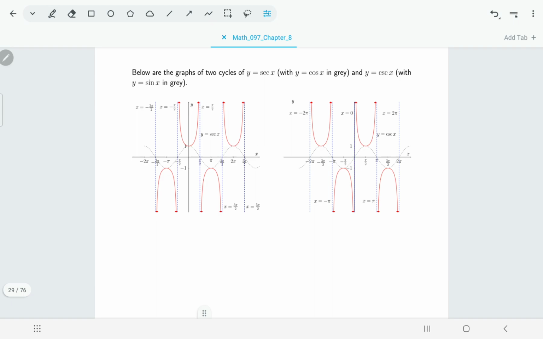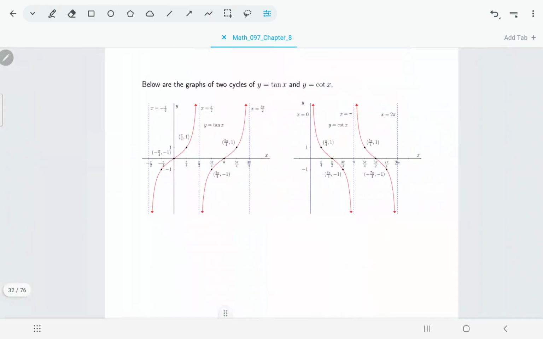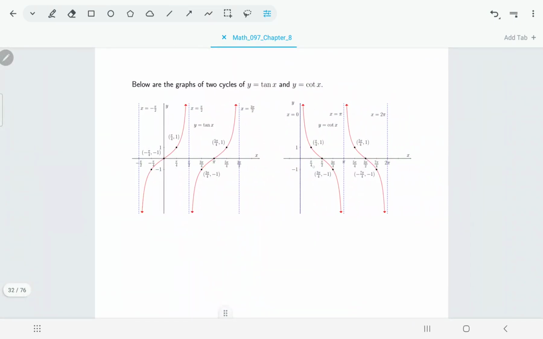One is sort of a shifted version of the other. And if we're looking at tangent and cotangent, they're almost like reflected and shifted versions of each other. So that's a nice thing to keep in mind, that if you know the shape of one graph, you also know the shape of its cofunction. So sine and cosine, similar shapes. Secant, cosecant, similar shapes. Tangent, cotangent, similar shapes.